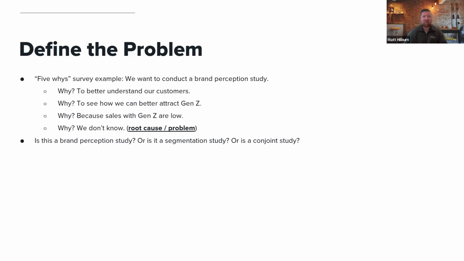Why do you want to do that? Well, we want to see how we can better track Gen Z. Why? Because sales with Gen Z are low. Okay, why are sales with Gen Z low? We don't know. Okay, so the real issue here is that we want to understand why they're not attracting Gen Z. And maybe that is a brand perception study. Maybe it's something else. Maybe it's a conjoint study or a max diff.